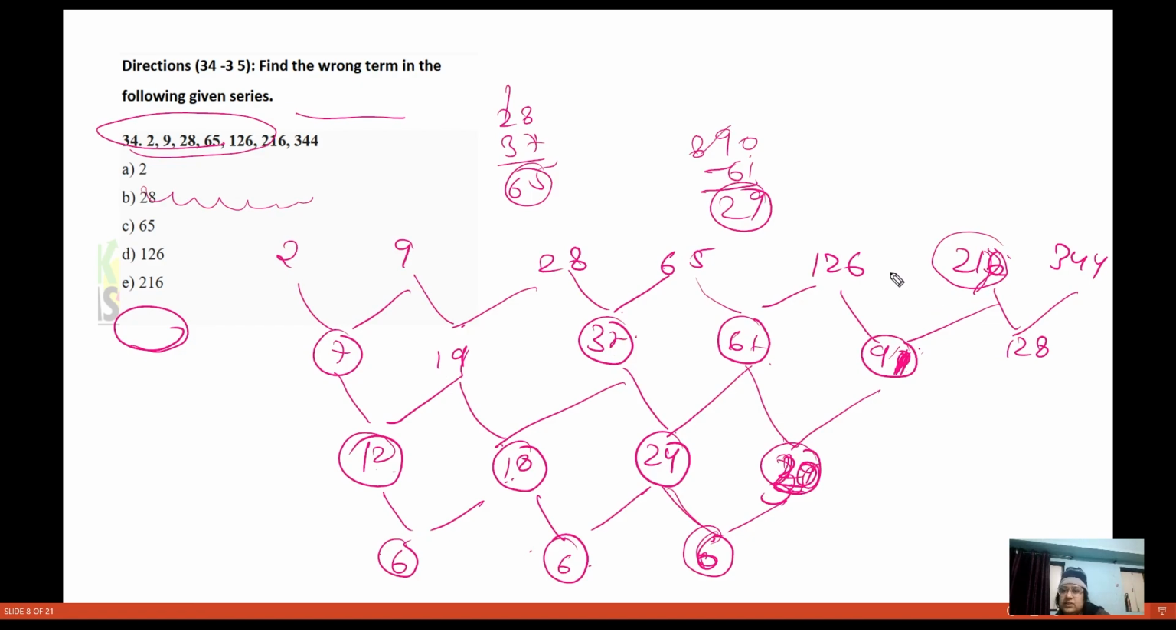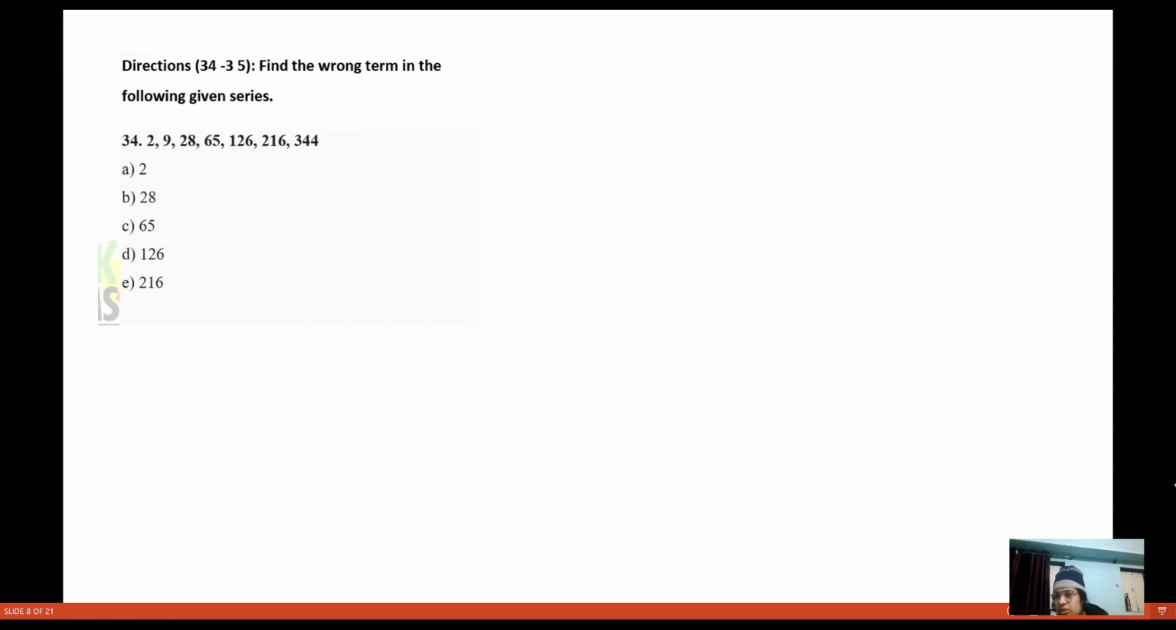Between 126 and 217 the difference is 91. This difference you are going to get 30, and this difference you are going to get 6. Now the next difference should be 36. So you add 91 plus 36, you are going to get 127, and this is going to be 344 itself. So this is how you do these kinds of questions. The difference method works well here. If you multiply, you won't get anything here.